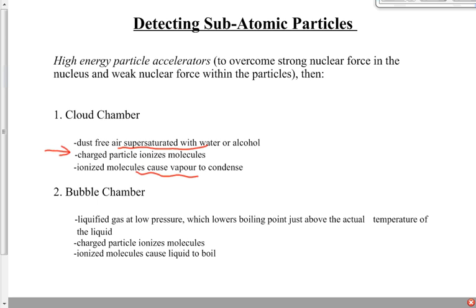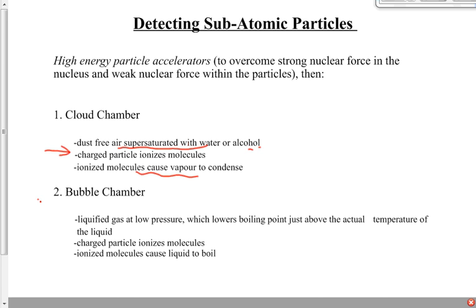And we follow these, and we observe these things, and we determine, just like we did as a group a few minutes ago with the contrails following the airplanes, some of the properties of what caused it without actually ever having seen what caused it. So, dust-free air, supersaturated with water or alcohol, charged particles that come out of the collision, ionized molecules, and they cause the vapor to condense. And then we follow this condensation trail or cloud trail.